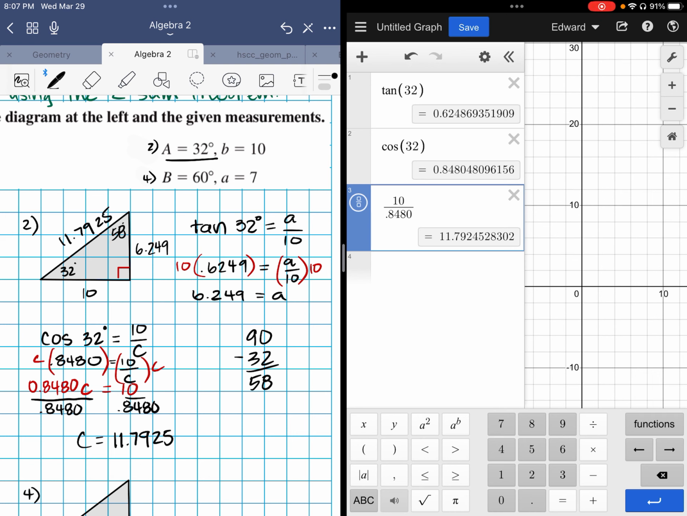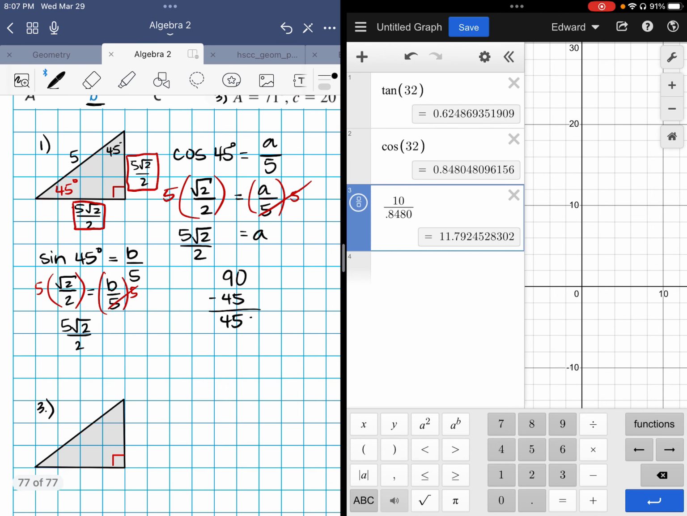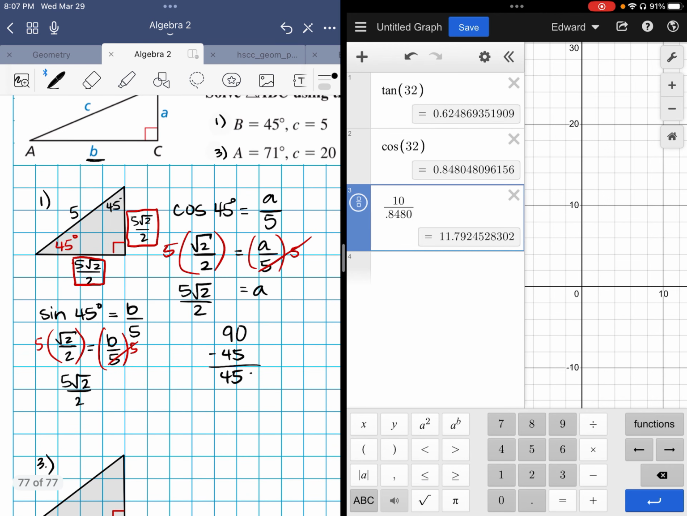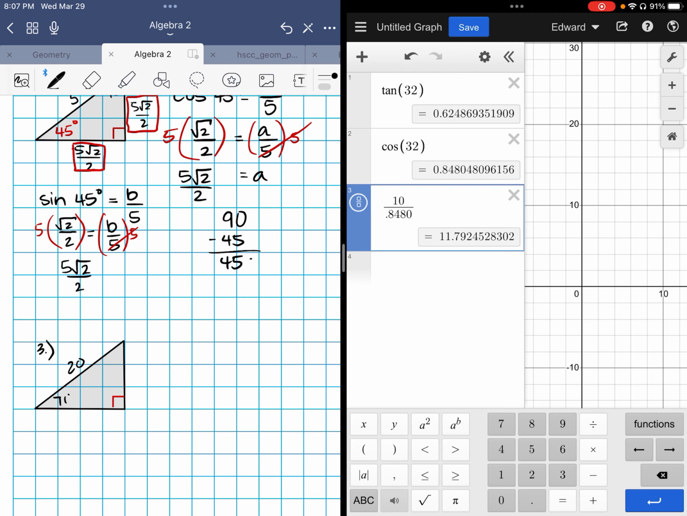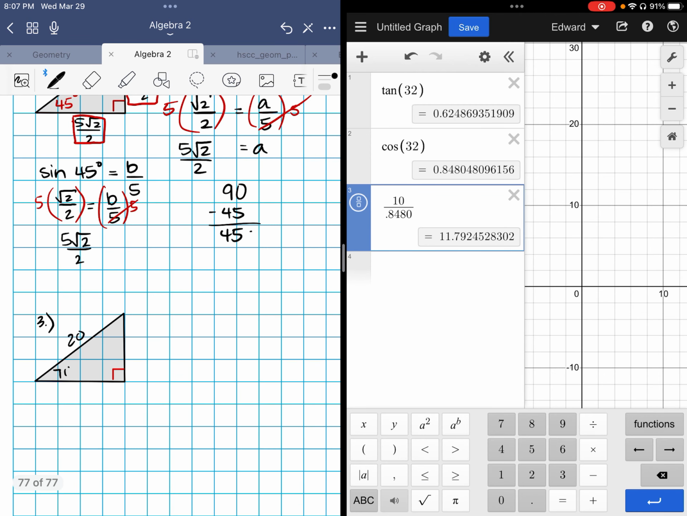We're going to do the same exact thing that we did on the last two problems. So let's fill in that triangle. Angle A is 71 degrees, side C is 20. So we'll write 71 degrees right here. We'll say side C is 20, and then we'll identify the other two sides, B and A. So we're going to find out what B and A are. Noticing that we're using the hypotenuse here, so I'm probably going to be using both sine and cosine.